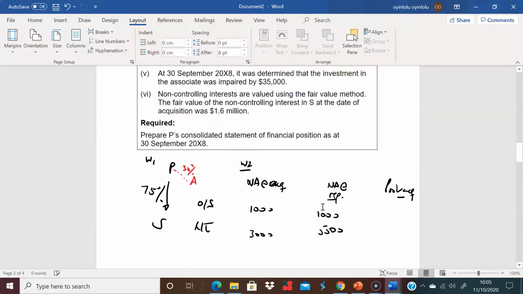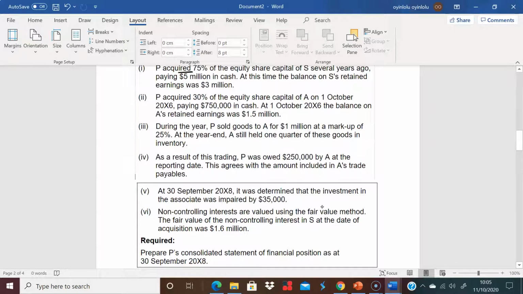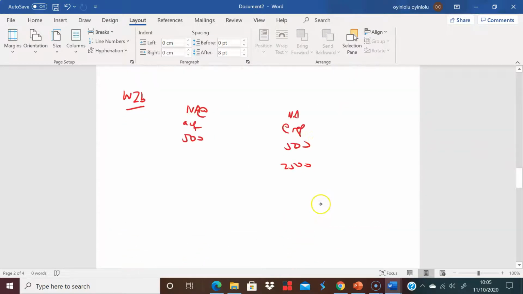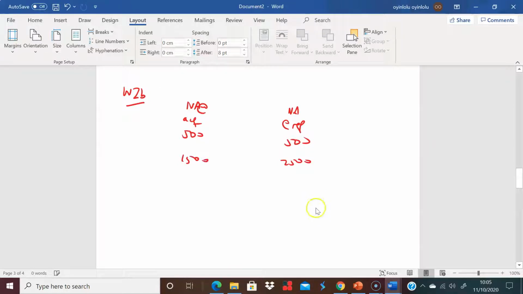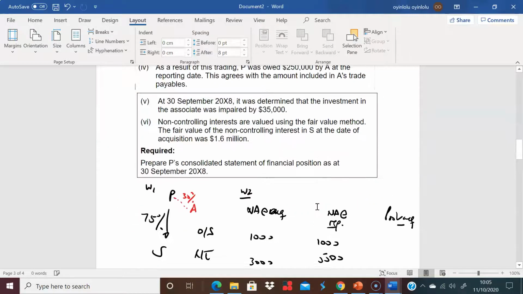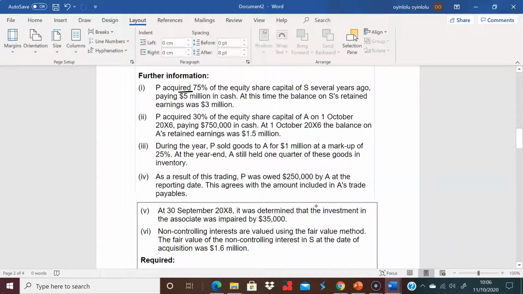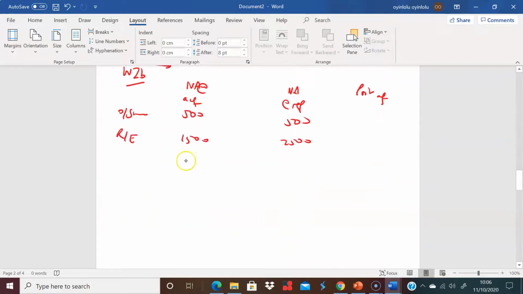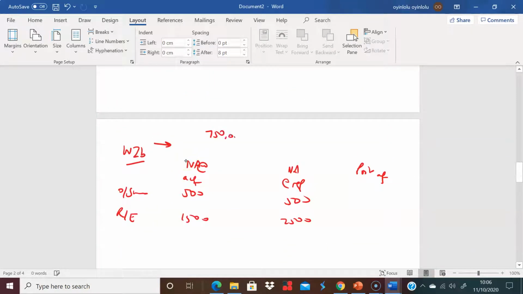And then I look up here and I see that it says the balance on the retained earnings was 1.5 million. So this is 1.5 million. Right, so this is ordinary shares again, and this is retained earnings. So I can see what the post-acquisition is as well, so you know what you're going to take a percentage of to add on. And it's very clear, it tells us that when you acquired these people, you paid 750,000 in cash.